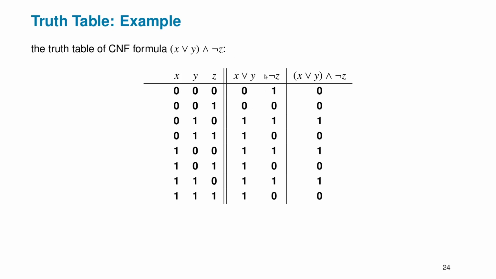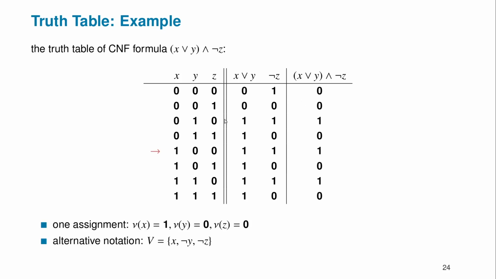Then we have not z, which is simply the negation of the z variable. So we flip the value. This is reflected by the column here. And then we can assemble the 2 values we have calculated to the final result. For example, for assignment 0, 0, 0, when all variables are set to false, the formula is false.